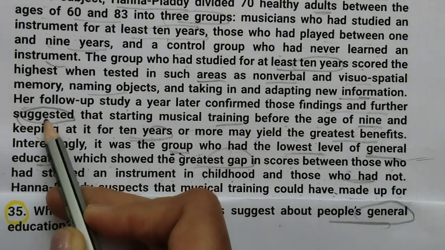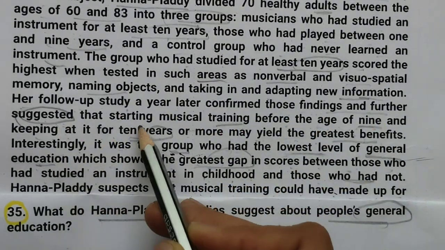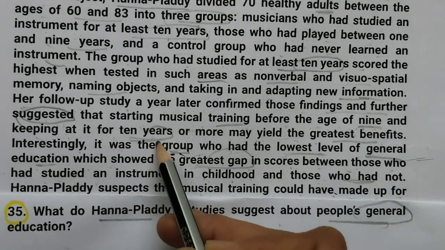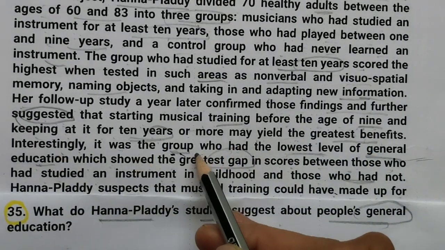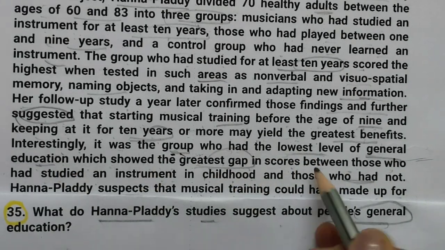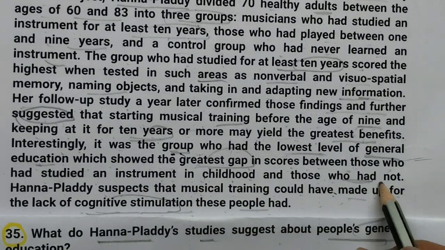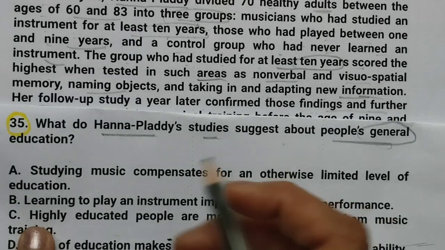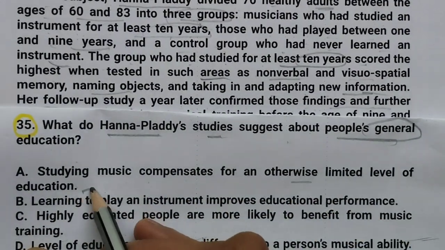So the suggestion is here. Her follow-up study later confirmed those findings and further suggested that starting musical training before the age of 9 and keeping it for 10 years or more may yield the greatest benefits. Interestingly, it was the group who had the lowest level of general education which showed the greatest gap in scores between those who had studied an instrument in childhood and those who had not. Okay, so studying music compensates for an otherwise limited level of education.